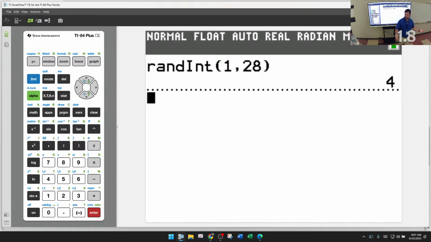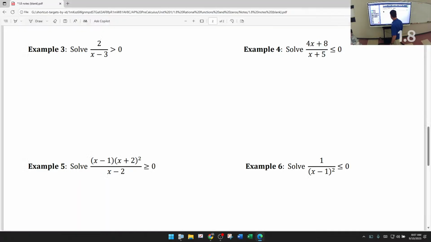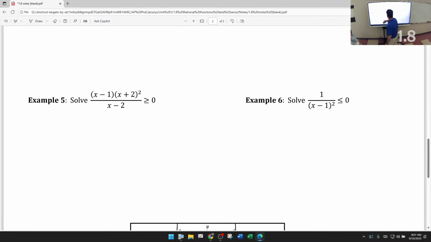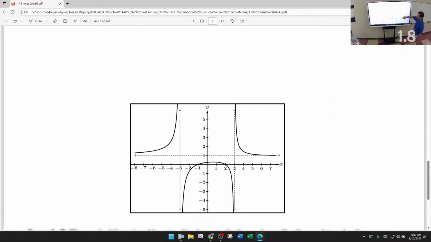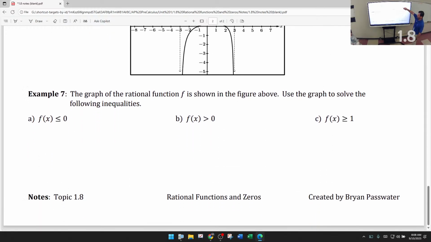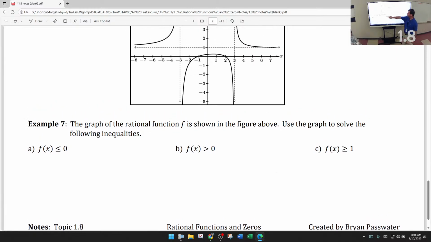Any one of those look real difficult? Y'all ready? Homework? Let's look at the graph, because the graph's a little bit different looking. Of all these, I think the hardest one might be number 5, just because you got a couple extra zeros, but I want to look at the graph. I think you guys get the idea of this. All right, the graph of the rational function is shown. Use the graph to solve the following inequalities. Notice this time they just want to know when f of x is less than or equal to 0.